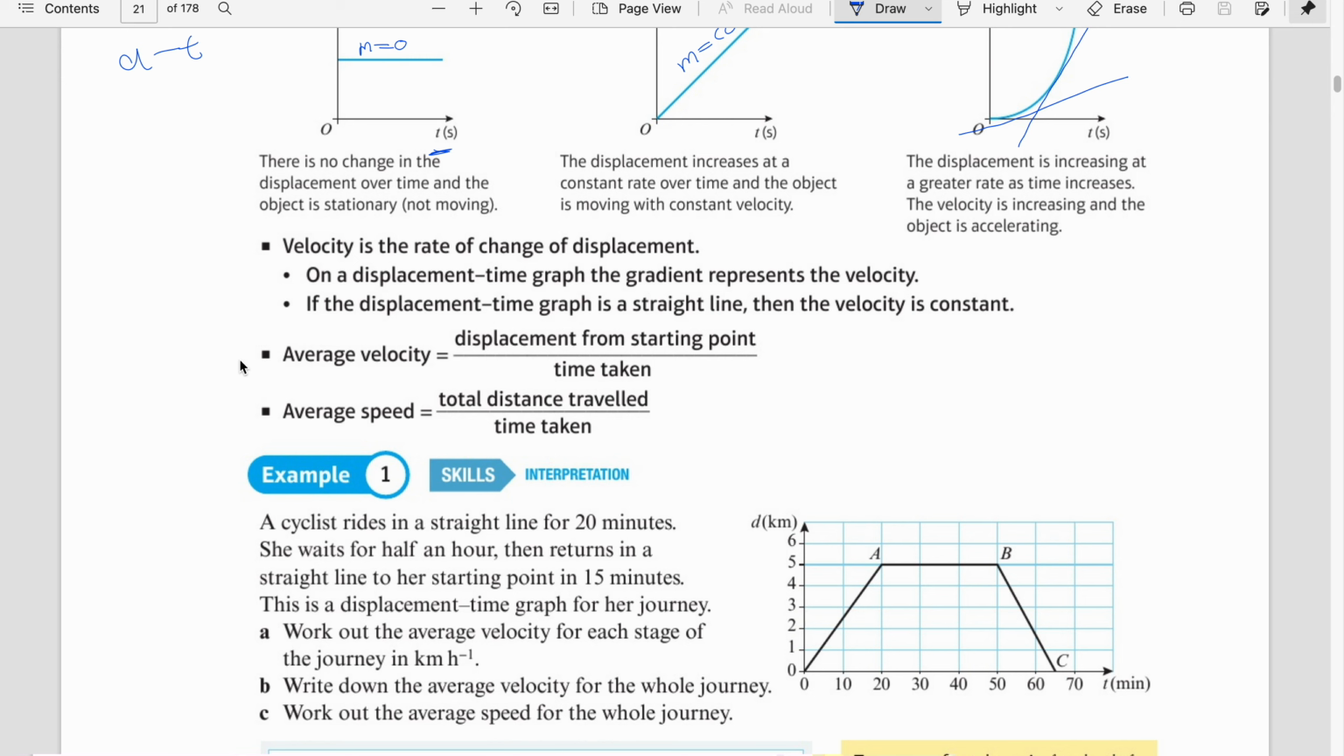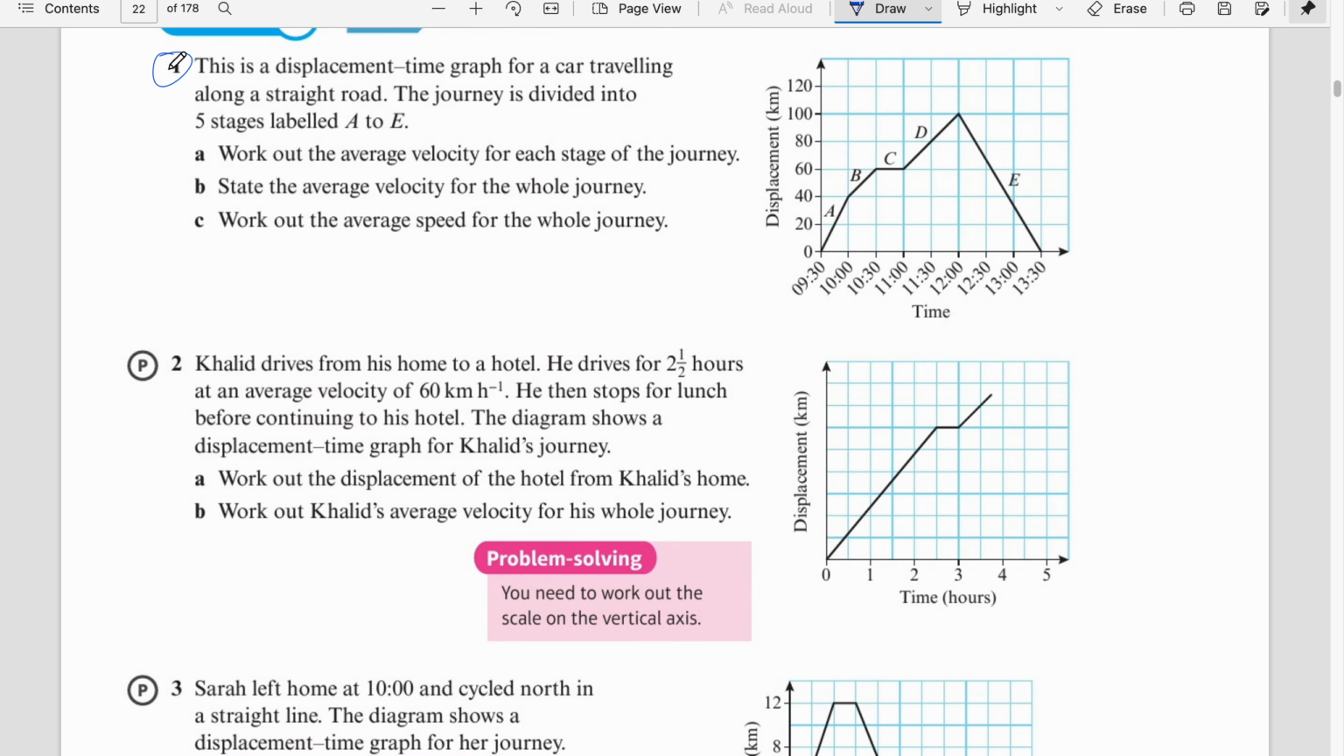Basic formulas: average velocity is total displacement over total time. Average speed is total distance over total time. Question number 1. This is the displacement time graph for a car traveling along a straight road. The journey is divided into 5 stages labeled A to E. A, B, C, D, E. All sections are straight lines. Work out the average velocity for each stage of the journey. So for each and every stage we have 5 stages.